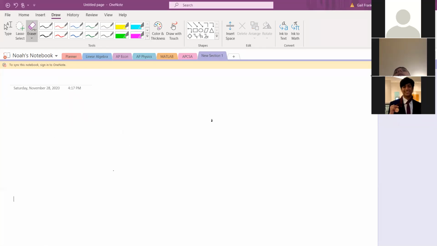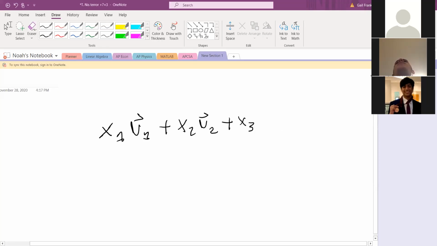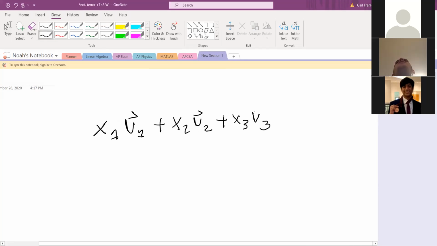Okay, so you can think of it like this: x1 times some vector v1 plus x2 v2 plus x3 v3, and you need this to equal 0. This is just another way of saying that Ax equals 0, because those 3 v's are the columns of A, and those 3 x's are the entries of the x vector.